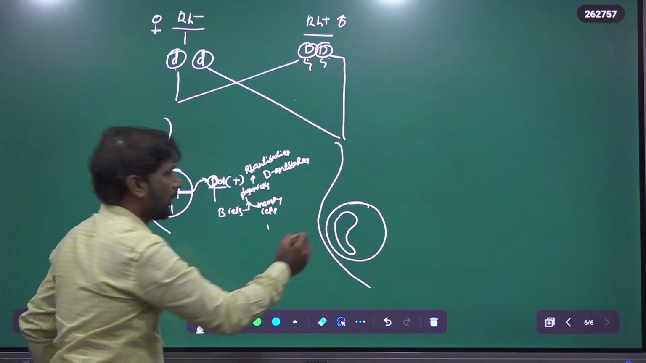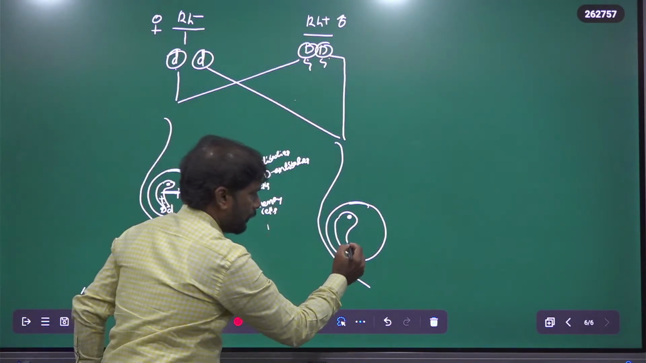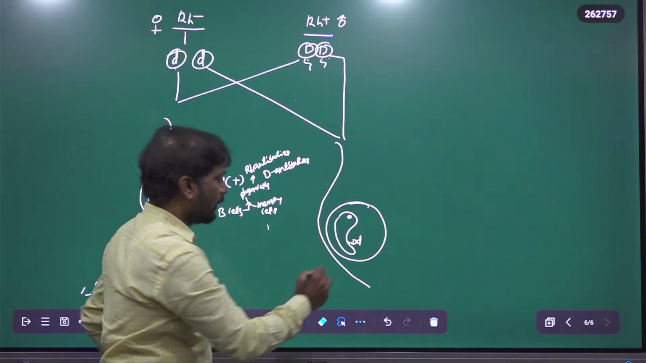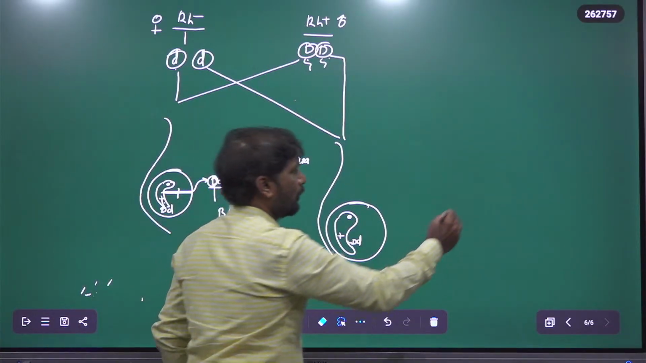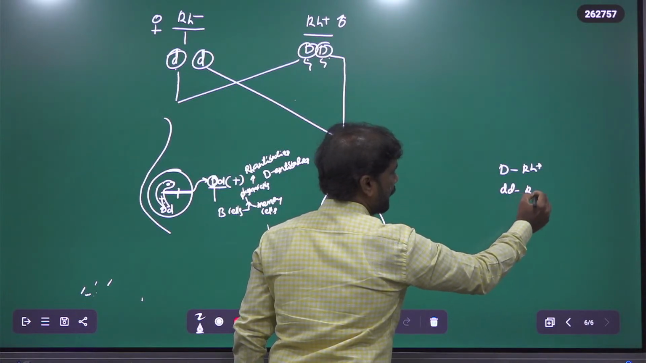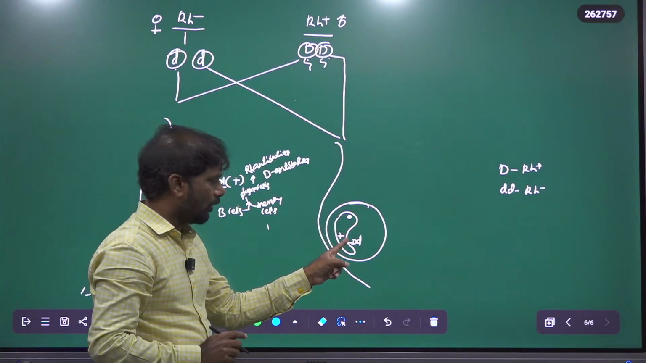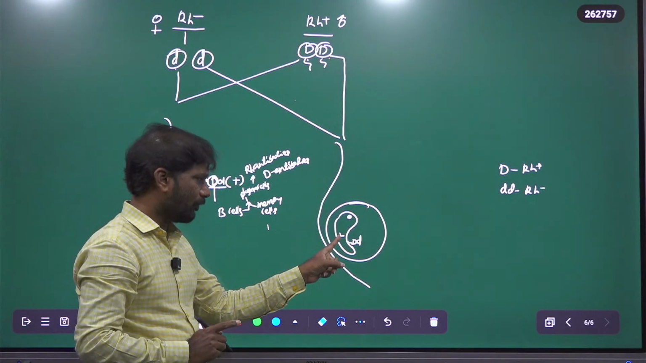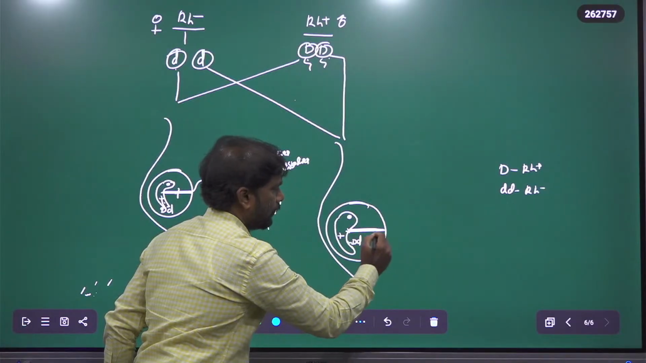What type of fetus develops inside the uterus of the mother? It has a capital D and a small d. Capital D means Rh positive, according to the scientists Race and Fisher. So D indicates Rh positive, and small d indicates Rh negative. Since capital D is present, the fetus is positive for the Rh antigen. Now this fetus is connected to the mother's uterus.